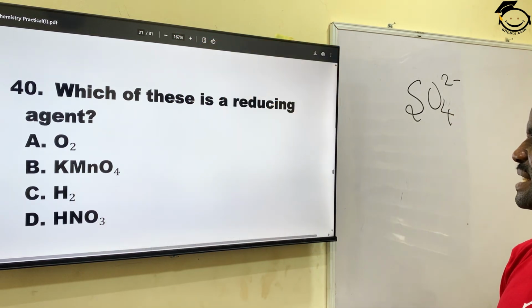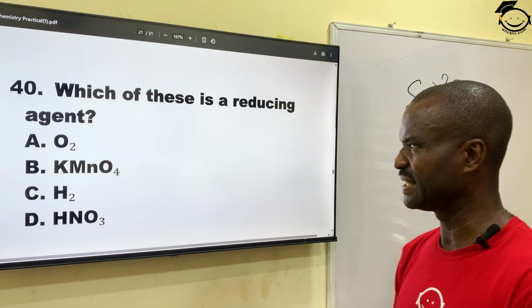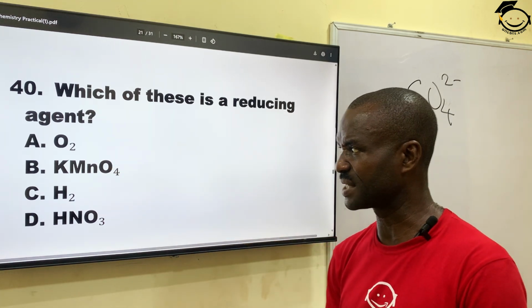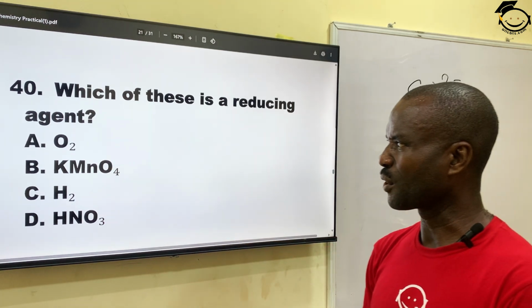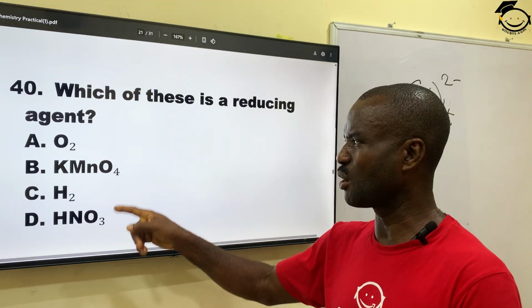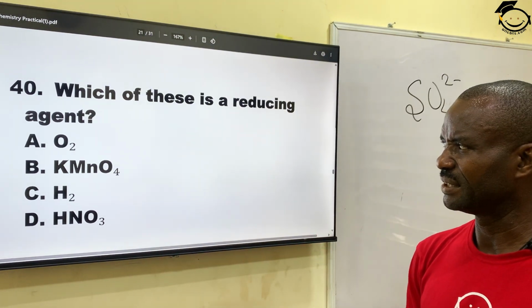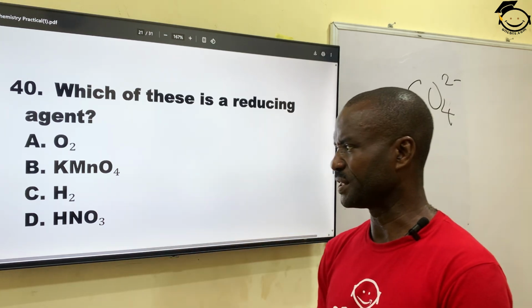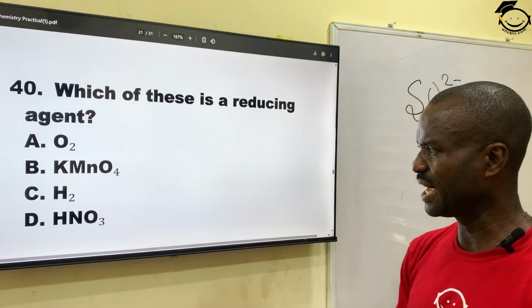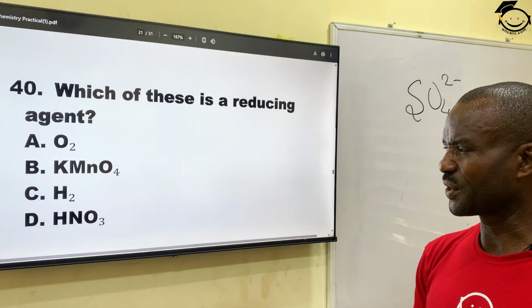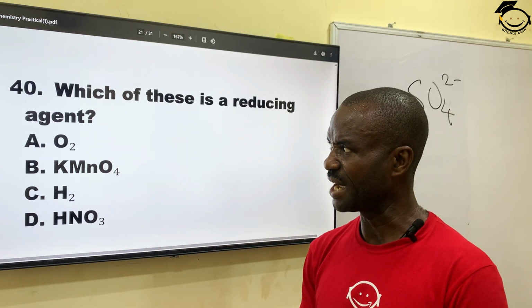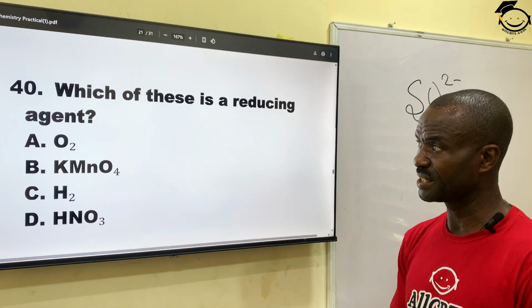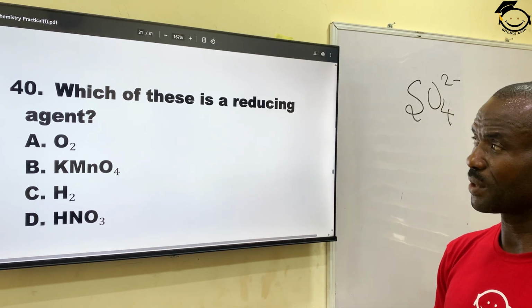Number 40. Which of these is a reducing agent? A, oxygen. Oxygen is an oxidizing agent. Potassium tetraoxomanganate(VII), KMnO4, is an oxidizing agent. Hydrogen, then HNO3. So the correct answer is hydrogen. Hydrogen is the only reducing agent in this option.